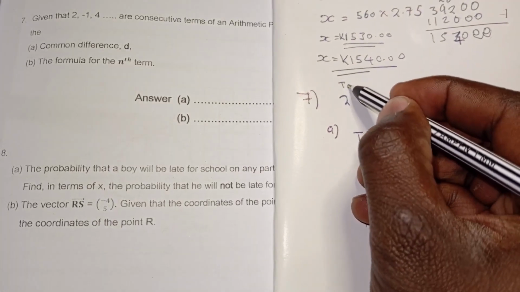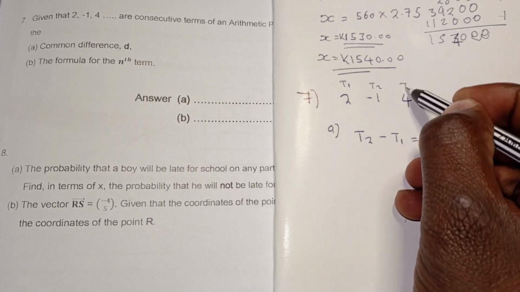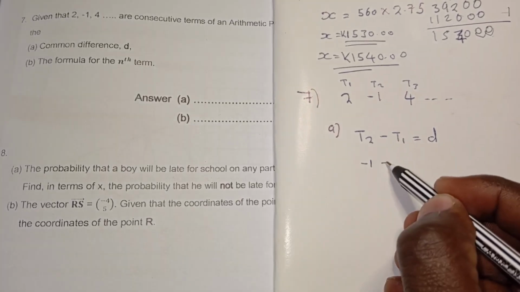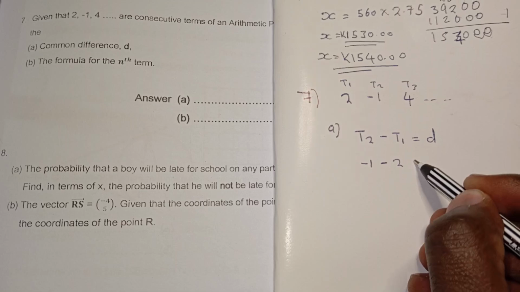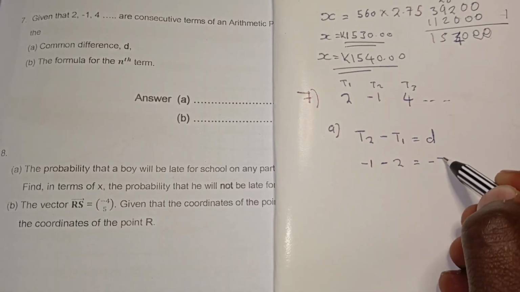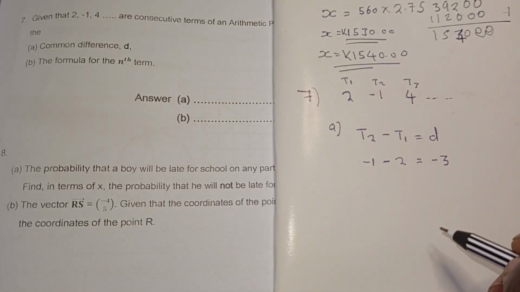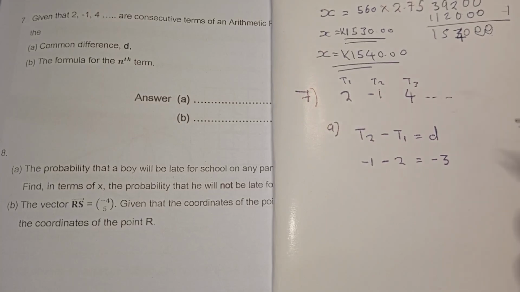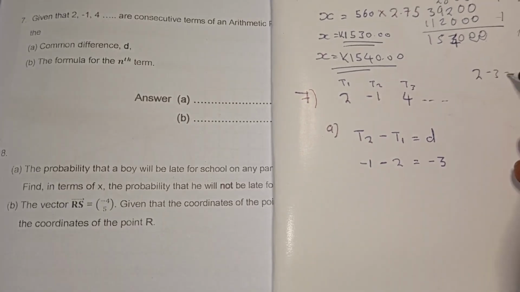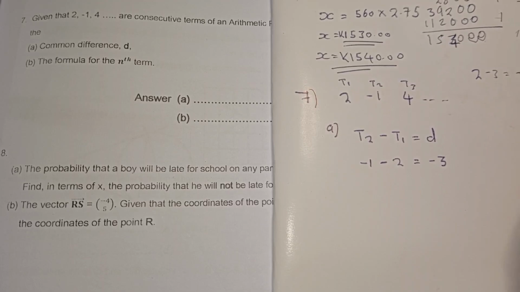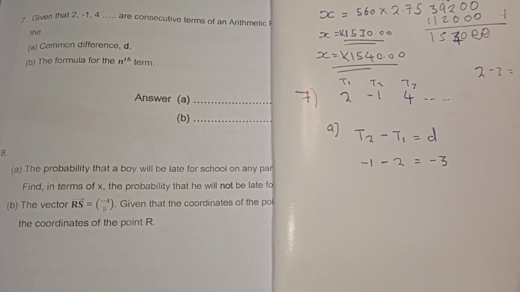So this will be term number 1, this will be term number 2, this will be term number 3. Term number 2 here is -1, minus term number 1 which is 2, and what do we get here? We get -3. Okay, so we try if that works. 2 minus 3 will give us -1. This one has worked.